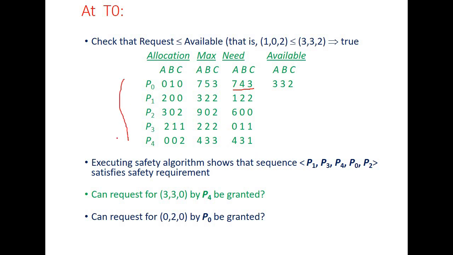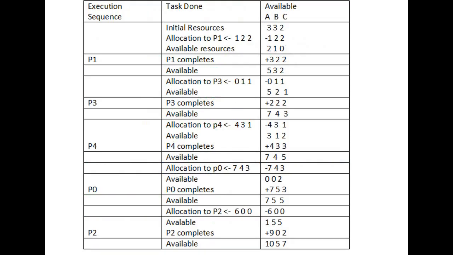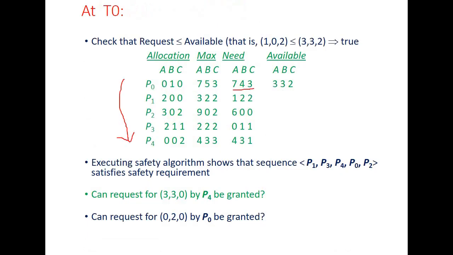Now, in what order will these processes carry out their execution? Let us consider the step-by-step execution of Banker's algorithm for this particular problem. Initially there are 3, 3, 2 resources available. So first we are allocating resources to the first process. What is the first process? P1. P1 has a need of 1, 2, 2. So we are allocating 1, 2, 2 resources from 3, 3, 2.